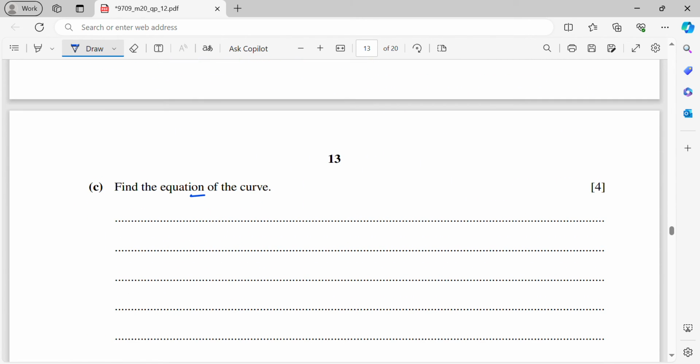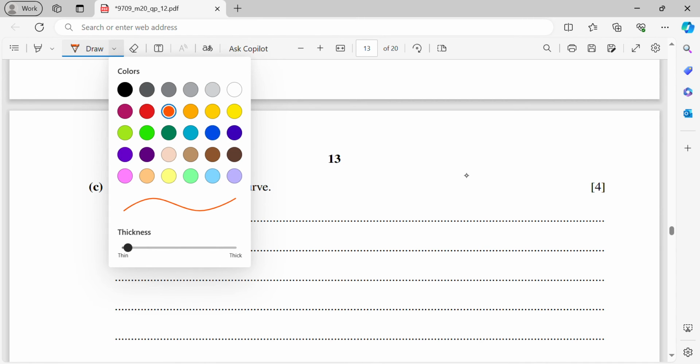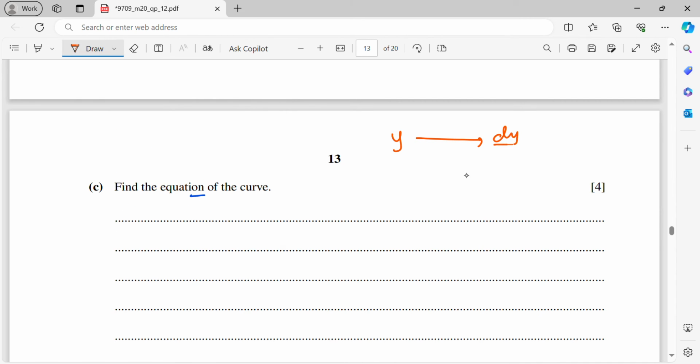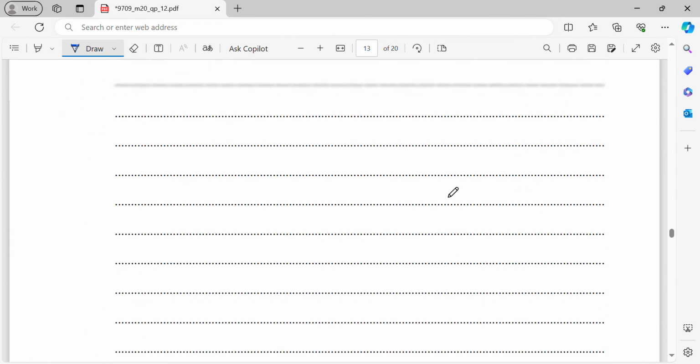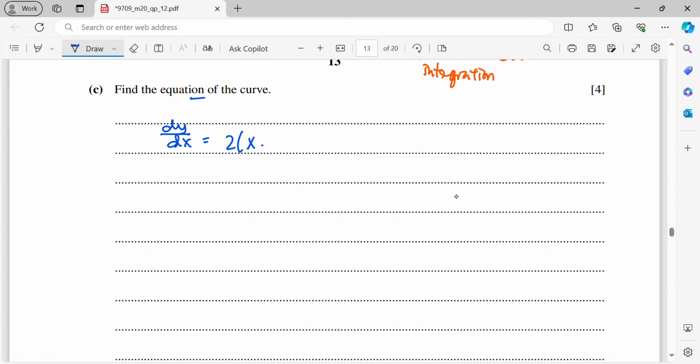Okay, part C, find the equation of the curve. When you are given y, to get dy dx, you differentiate. But now you are given dy dx, to get y, which is the equation of the curve, that is the reverse process of differentiation, which is integration. Alright, so now I will rewrite my dy dx. This expression: 2 times x plus 3 to the power of half minus x. Then my equation of the curve is basically y. So now you need to integrate this expression.